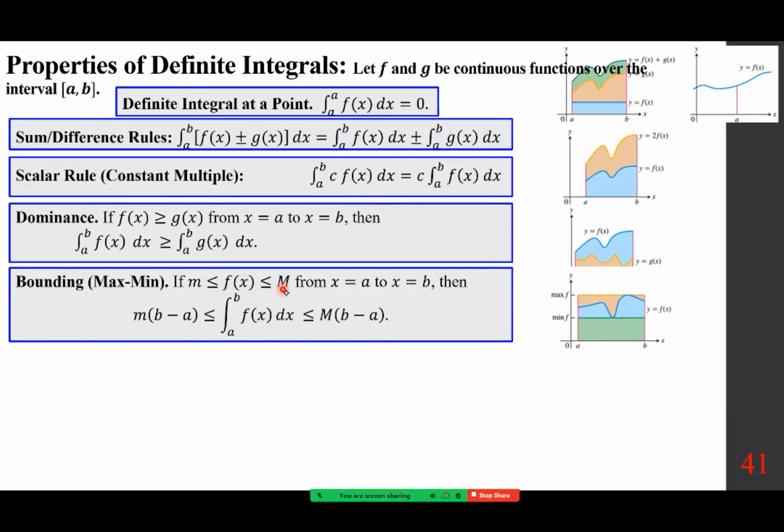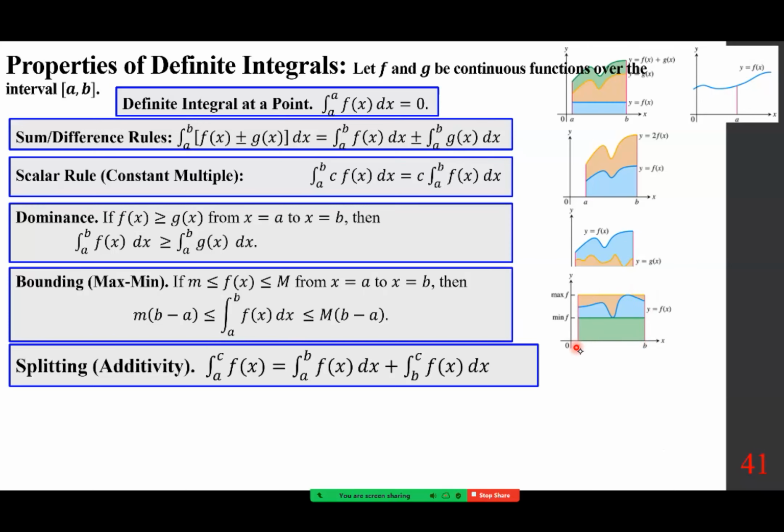So here's the minimum value of the function. If you look at this function, the minimum value is here. So you draw a rectangle. And the maximum value of the function is here. You draw a rectangle. Obviously, the green rectangle has an area less than this blue area, which contains this green one also. And this almost yellowish color has all the area from here down.